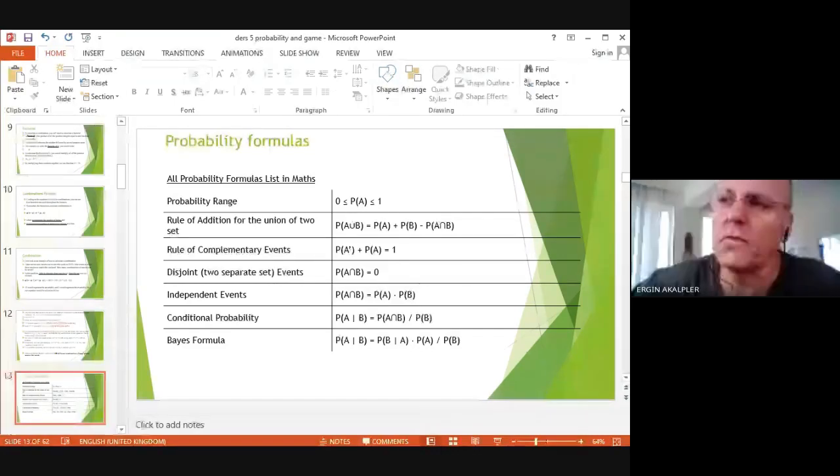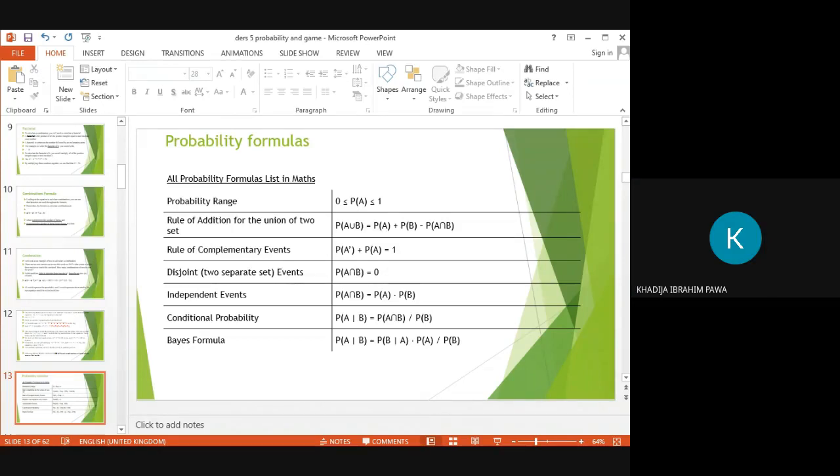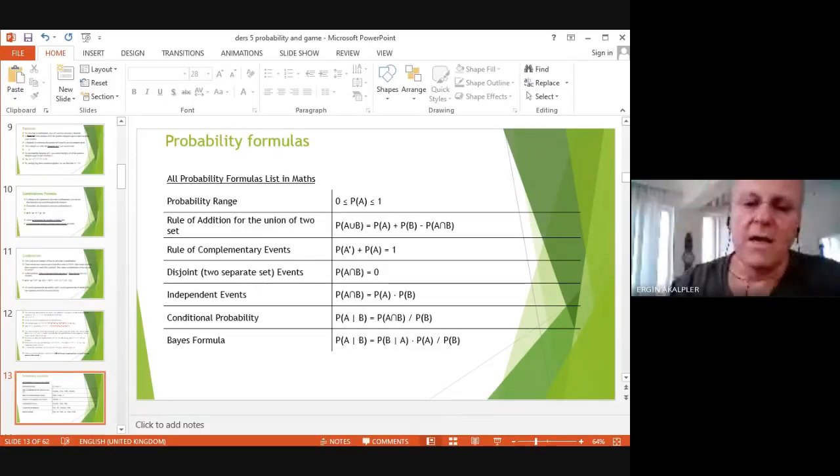Is P a constant? Don't you notice the unions? Tell me, is P a constant or a variable? P is the probability, as I have indicated at the top. You understand? Let's think about it.